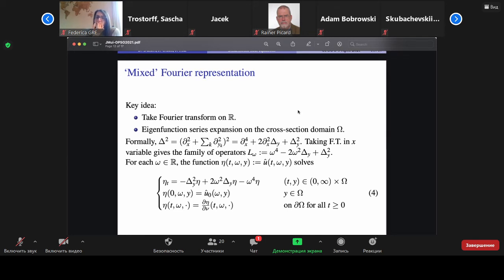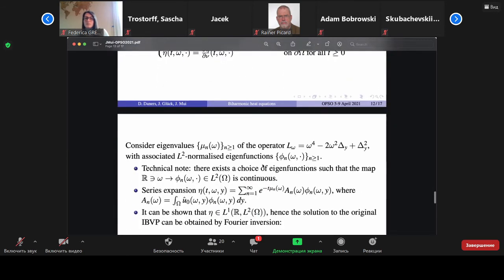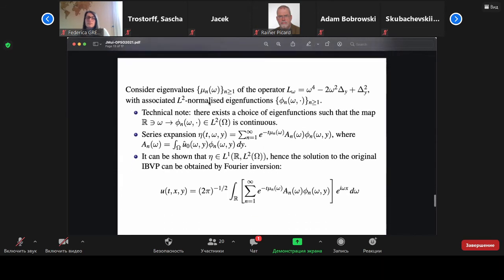And now I take the Fourier transform in x. So I get this symbol where omega is this frequency variable along R. For every omega in R, we obtain this boundary value problem that lives only on omega, but there's this parameter omega that goes to infinity. Let's consider the eigenvalues mu n of omega of the operator L omega, and we can associate to these eigenvalues a bunch of L2 normalized eigenfunctions.